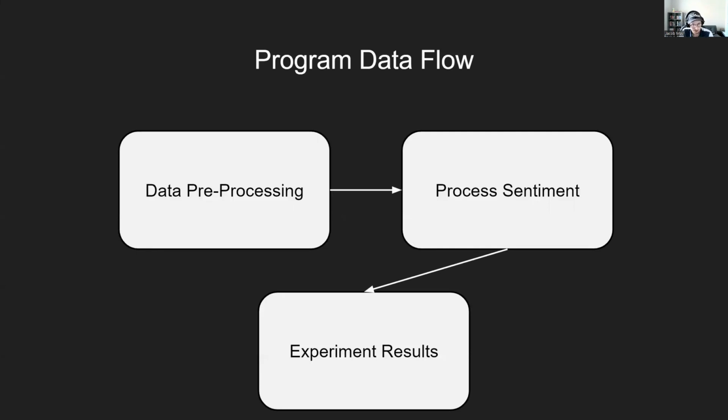The flow of our program is pretty straightforward. First, we pre-process the raw data into a format that our models can interpret. Next, we run this data through the 3 sentiment models, get our sentiment scores, and finally, we can use these results and compile some figures to understand them better.